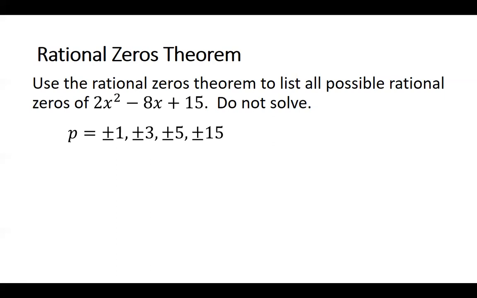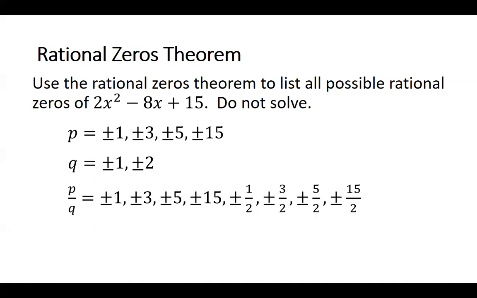Well, the factors of 2 are 1 and 2. And remember, those can be plus or minus also. So q is equal to plus or minus 2 and plus or minus 1. Now to find all possible rational zeros, I'm going to take each of those p's and divide it by each of those q's. So I just start out and I work my way all the way through the p's with the first q, and then I go through all the p's over the second q. So you'll see that I have plus or minus 1, plus or minus 3, plus or minus 5, plus or minus 15. That was putting them all over 1. And then when I put them all over 2, I get plus or minus 1/2, plus or minus 3/2, plus or minus 5/2, plus or minus 15/2.